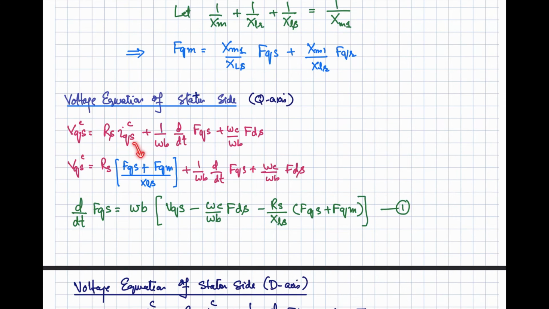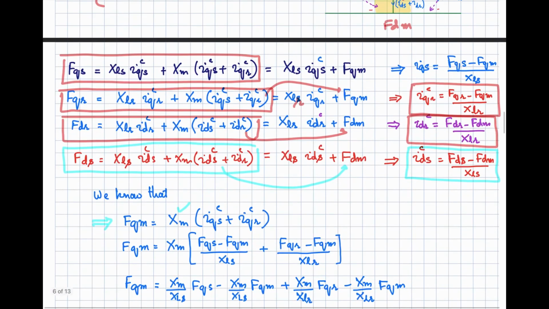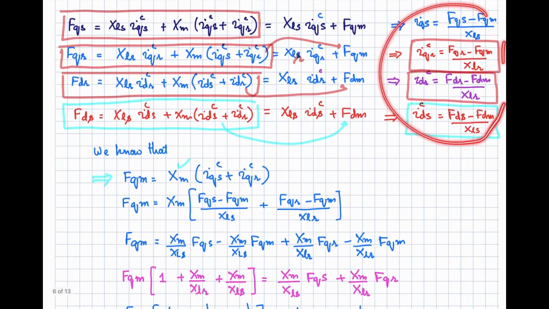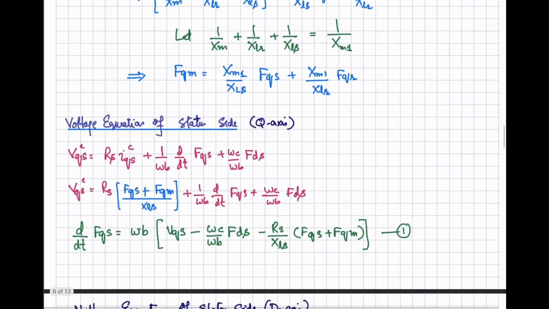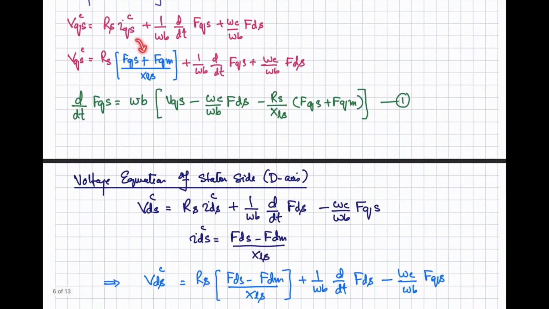Now taking the expression of the current from here that we defined, just consider these ones, we will be using these four currents. So we are going to now replace IQS with its equivalent, FQS minus FQM by XLS, and we are going to simplify and rearrange it, and we are going to write it in the state space form, because over here we have the derivative of FQS, we are going to write it over here, and we are going to shift all the other terms on this side. So after rearrangement you are going to get this equation. FQS will be our state variable, so the derivative of the state variable in terms of these parameters.